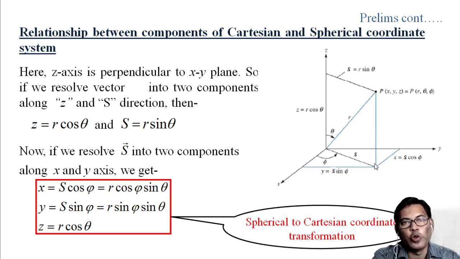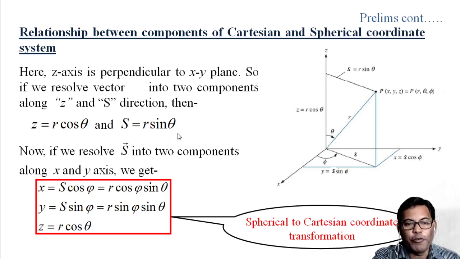Now, to relate the components of the Cartesian coordinate system with the spherical coordinate system, first we need to decompose or resolve this r vector. So, if we resolve this r vector along z and s, then, since this angle is theta, we get z equals r cos theta. Here you can see that z equals r cos theta. So, if z equals r cos theta, then s equals r sin theta.